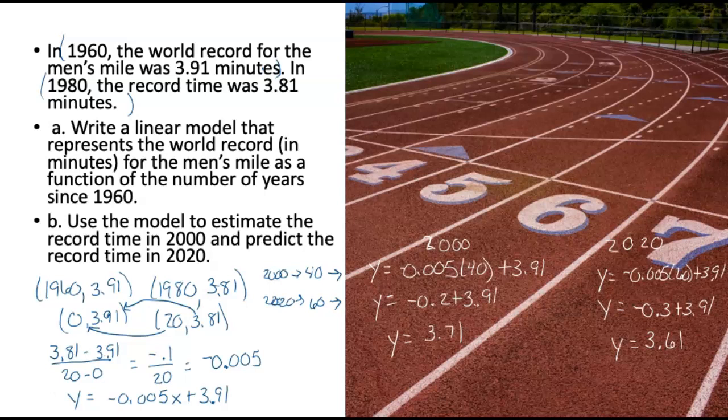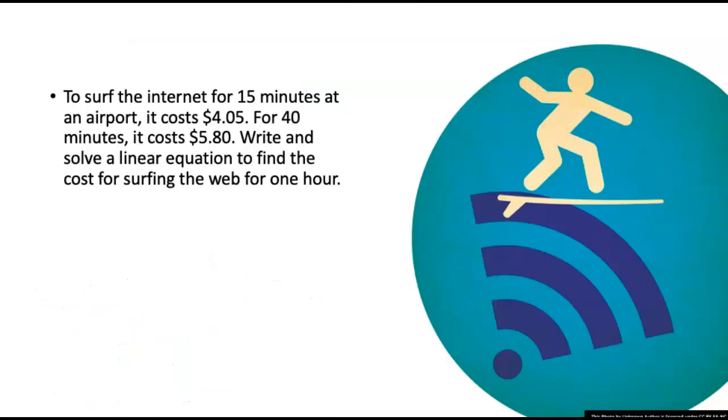This is going to look a little different, just to make you think a little further. To surf the internet for 15 minutes at an airport, it costs $4.05. Well, look, 15 minutes, it costs $4.05. 15, output, $4.05. Those go together. For 40 minutes, it costs $5.80. So 40 and $5.80. There's your 2 points.